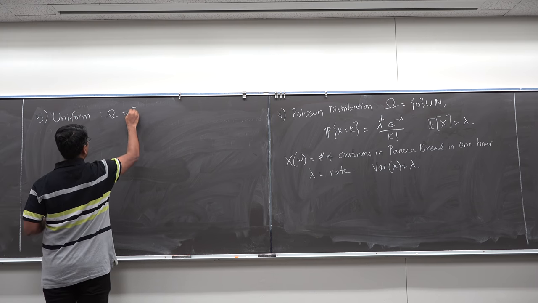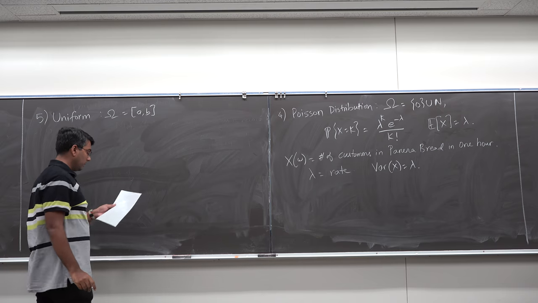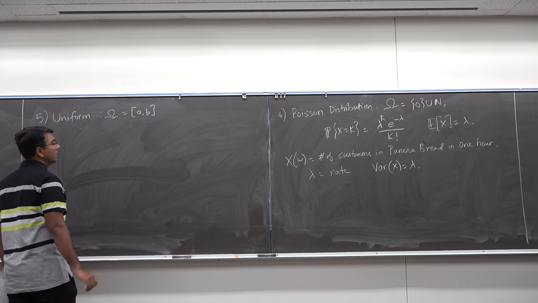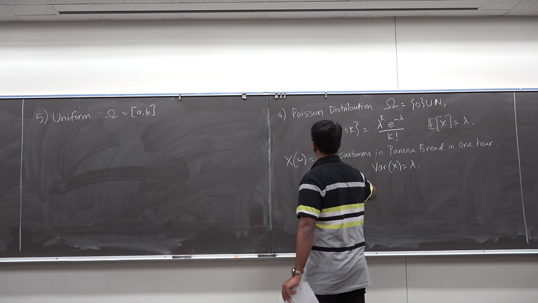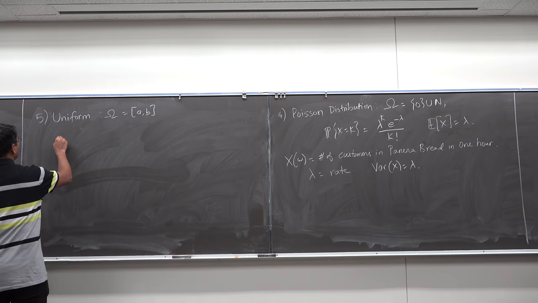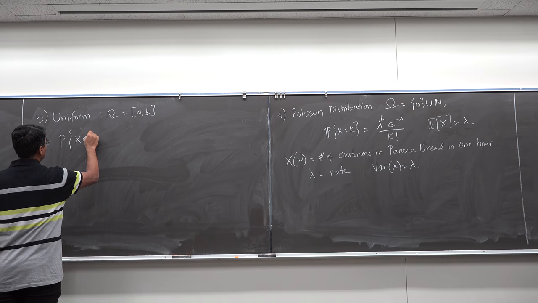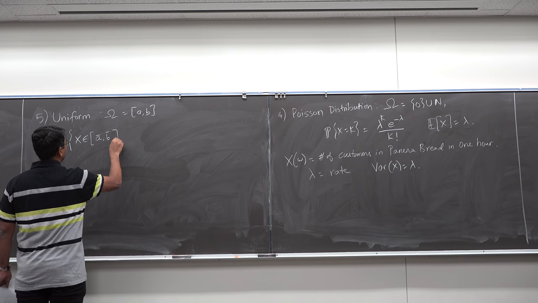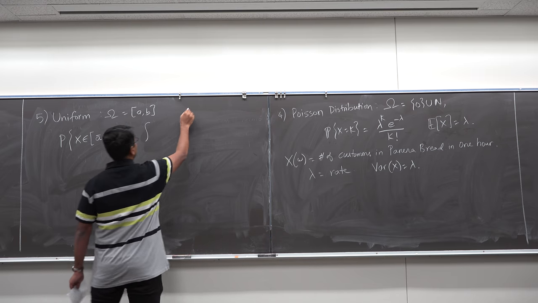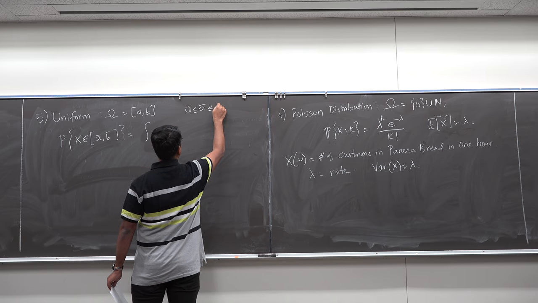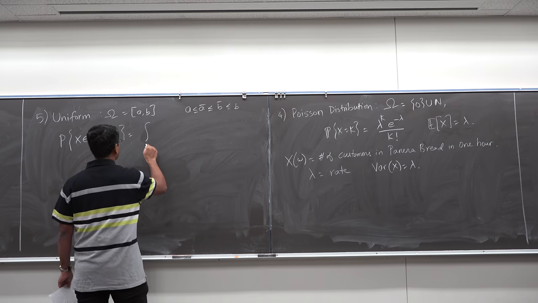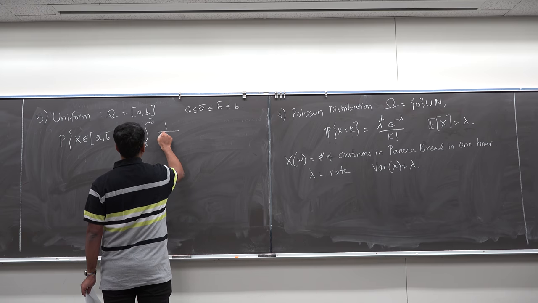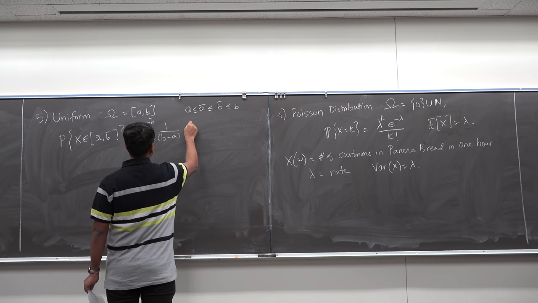Uniform. Here omega is the interval A to B. It could be an open interval, it could be a closed interval. And instead of talking about the probability of X equal to K, I have to give an interval. I have already used A and B, so let me put A bar, B bar. And I'm assuming A is less than or equal to A bar, which is less than or equal to B bar, which is less than or equal to B. The probability is the integral from A bar to B bar of 1 over B minus A dx.